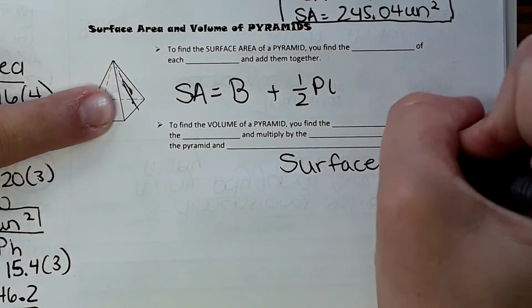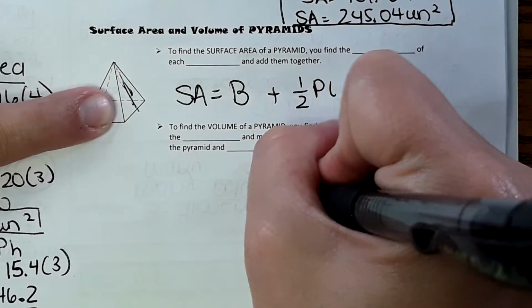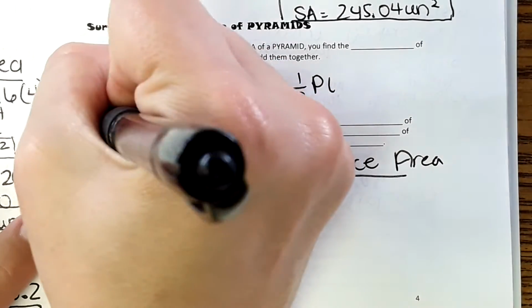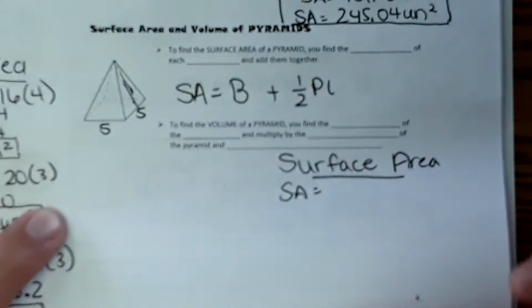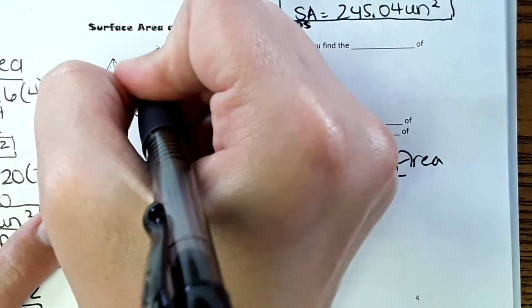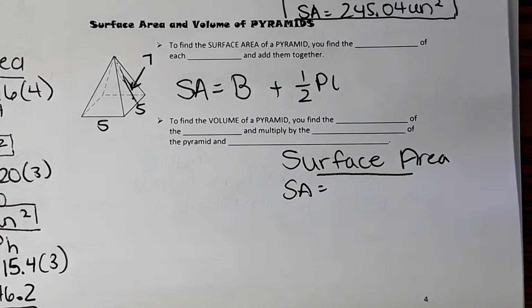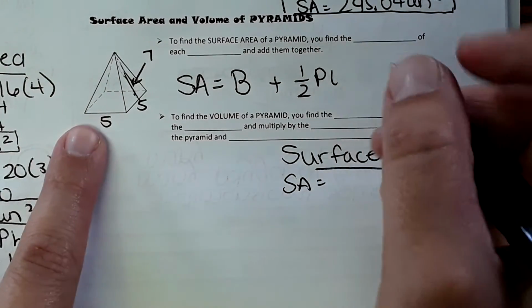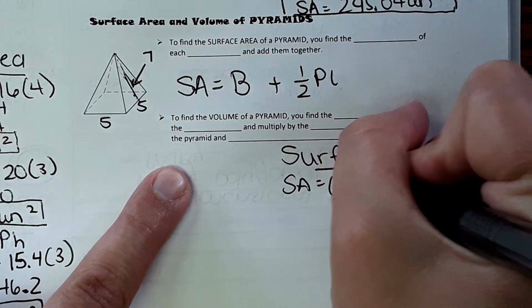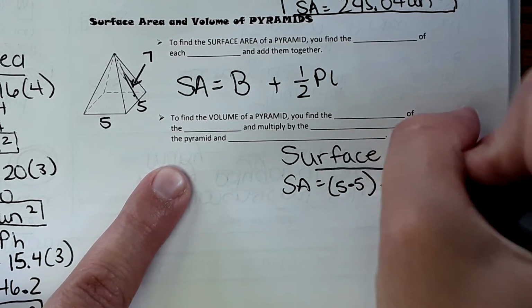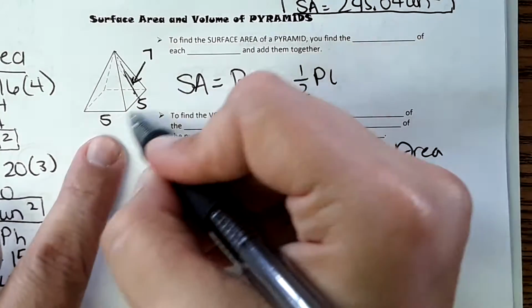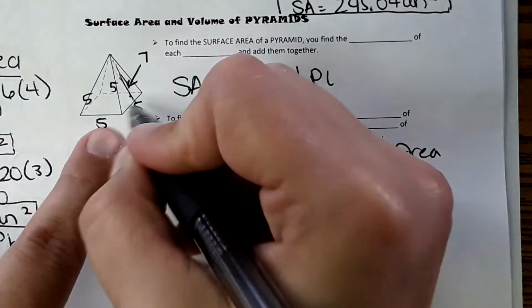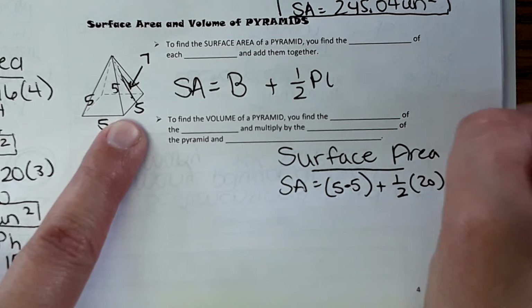So surface area. Area of the base, this is a square now. Dimensions, we'll put 5, 5, and then this we'll call 7. So area of the base, which is a square, would just be 5 times 5. And then 1/2 the perimeter, which would be 5 plus 5 plus 5 plus 5, which is 20. And the height of the triangle is 7.